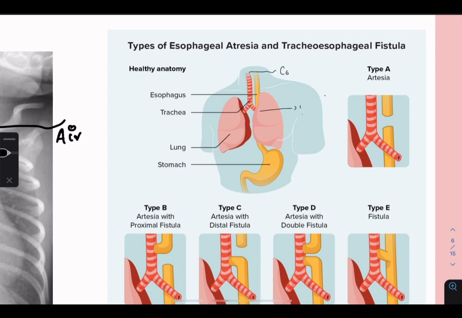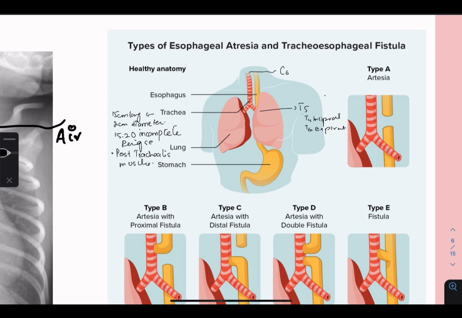So the trachea starts at the level of C6 and divides at the level of T5, the carina. On inspiration, it's at T4 and on expiration T6. The trachea's anatomy: it's 15 centimeters long, 2 centimeters in diameter, and there are 15 to 20 incomplete cartilaginous rings, and there is the posterior trachealis muscle.